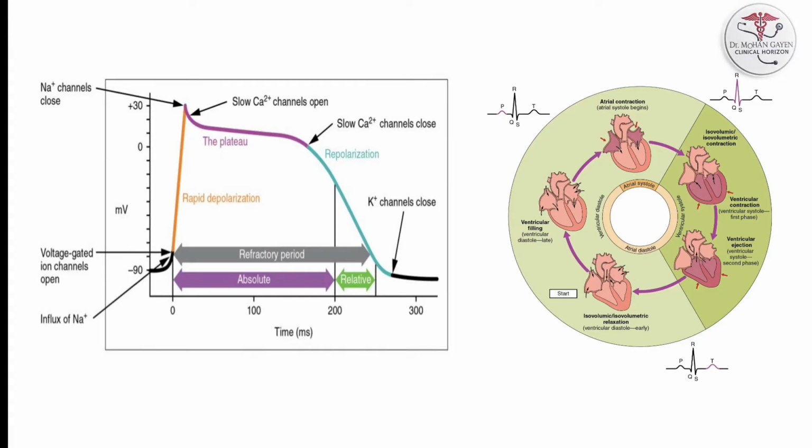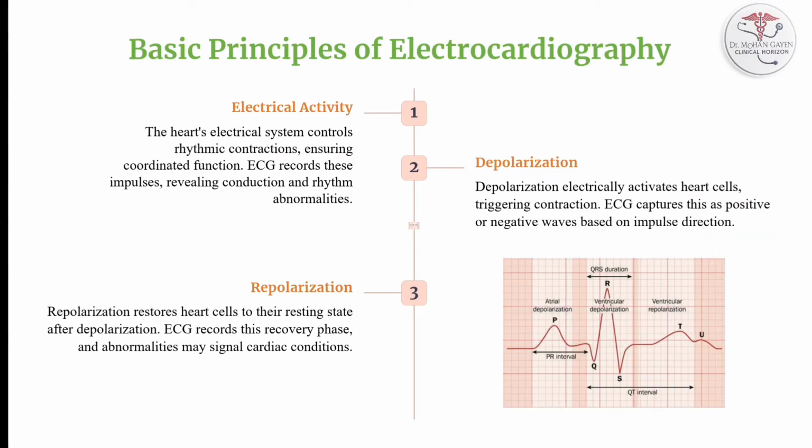Depolarization activates heart cells, triggering contraction, while repolarization restores them to their resting state. By analyzing these electrical patterns, clinicians can detect rhythm disturbances, conduction delays, and ischemic changes, all of which provide essential clues about a patient's cardiac health.